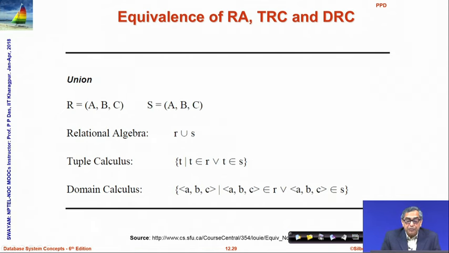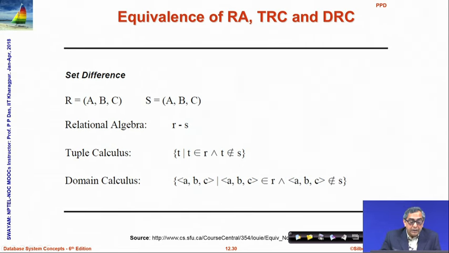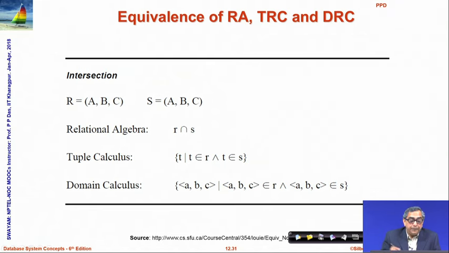Union certainly is straightforward, so you can do it yourself. Set difference is again very straightforward, because in fact it is set theoretic, whatever operations we have there. The relational algebraic definition itself is a tuple calculus formula. You can expand them out and write in the domain calculus as well. Intersection plays out in the same way, tuples that belong to both R and S.